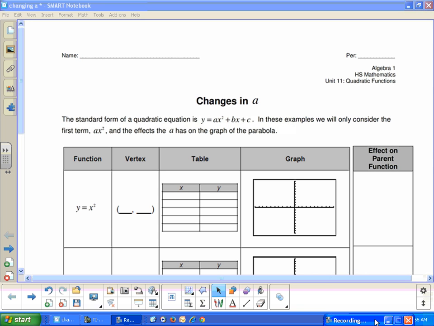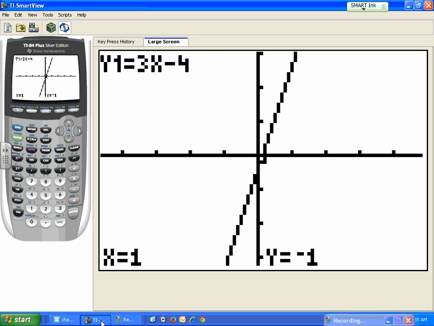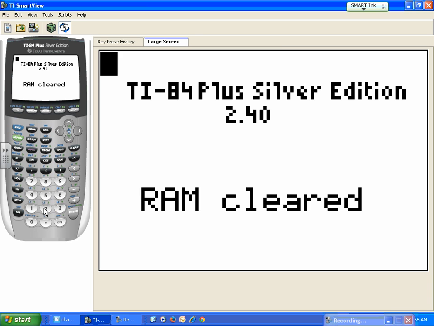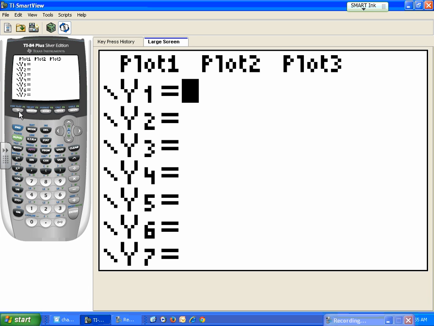Okay, so if we're talking about the changes in A, the first one we want to start with is your parent function. So, what I want you to do in your calculator, I want you to see what this looks like. So everybody go to your calculator. And I'm going to clear mine, so I'll start the same place you are. Go to our y equals. We want x squared. Basic x squared. Nothing added to it. 1 in front of x squared. And graph.